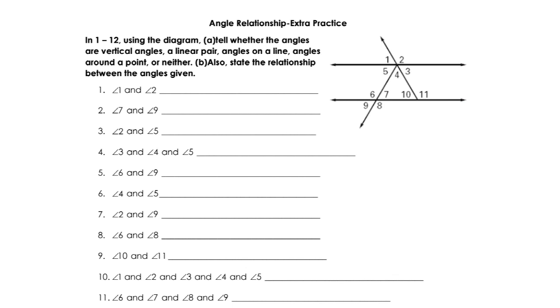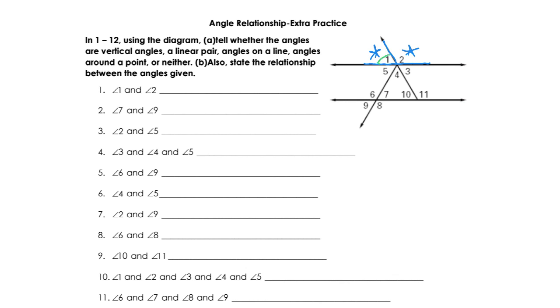Like, do they add up to 90? Are they equal? Do they add up to 180? Do they add up to 360? Those are usually the typical relationships. So in number 1, they're asking us for angle 1 and angle 2. If we find angle 1 and angle 2, hopefully you immediately see that they are two angles on a straight line. They have a little separator in between them.